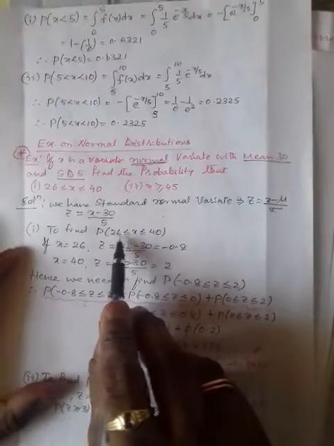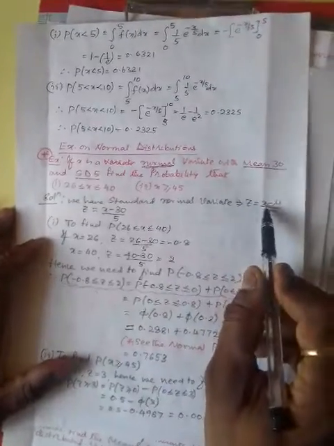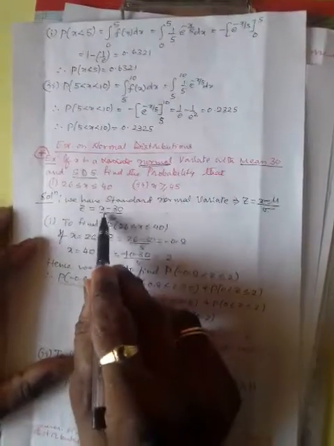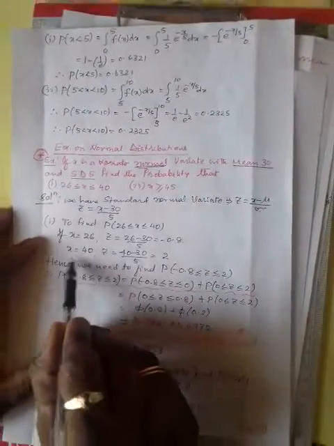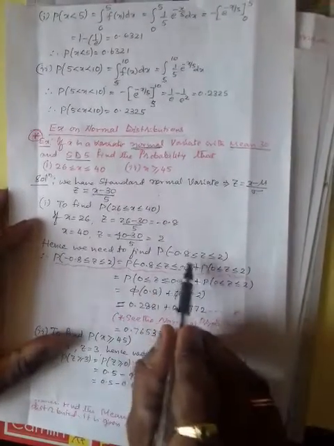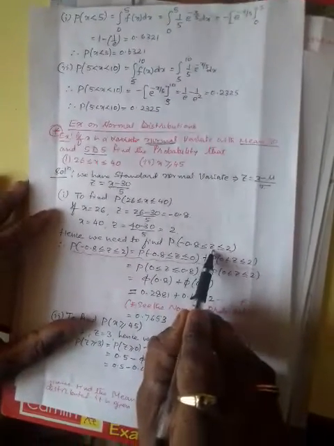To find the condition P of x is between 26 to 40, if x equal to 26, coming from the left side, z is equal to what? Putting x equal to 26 here, 26 minus 30 divided by 5, it will be minus 0.8. If x equal to 40, z is equal to 2. Then we need to find P of minus 0.8 is less than or equal to z is less than or equal to 2. Observe here, x is changed to z.